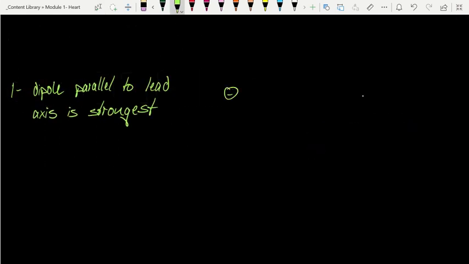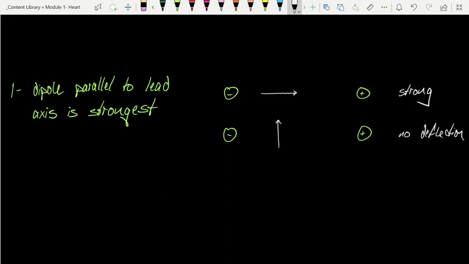Again, let's say there's my negative lead, there's my positive lead, and let's say my dipole arrow looks like that. That's going to be a very strong deflection. But in another instance, let's say the dipole arrow looks like that. Because it's completely perpendicular, the machine can't read it. There's no deflection there.